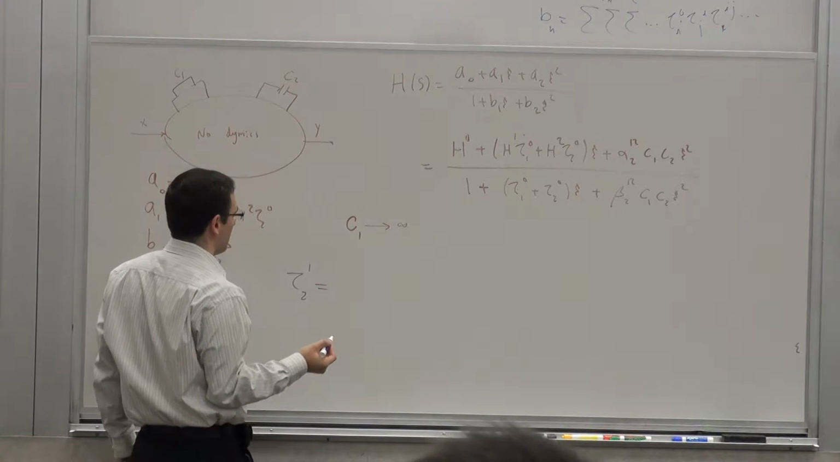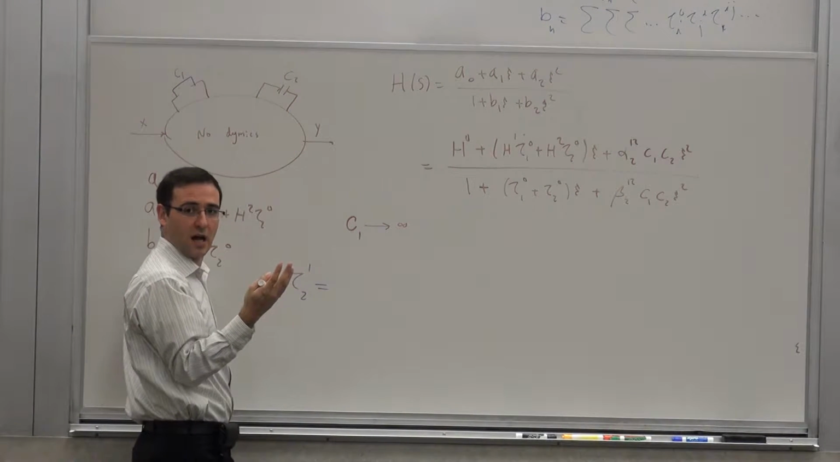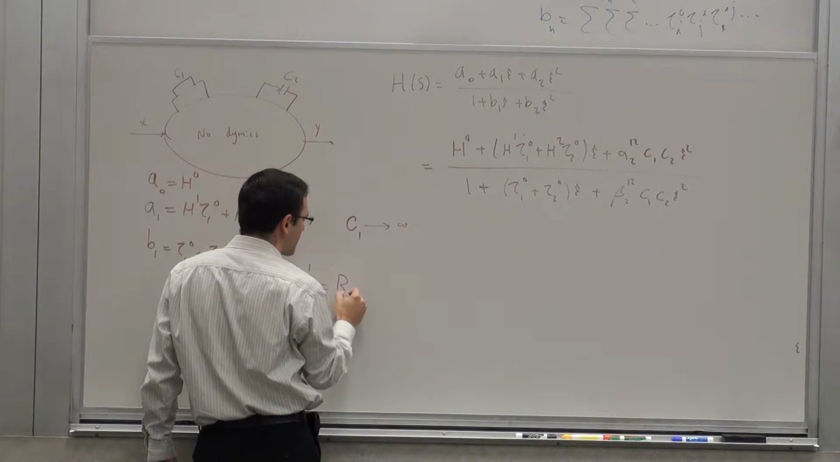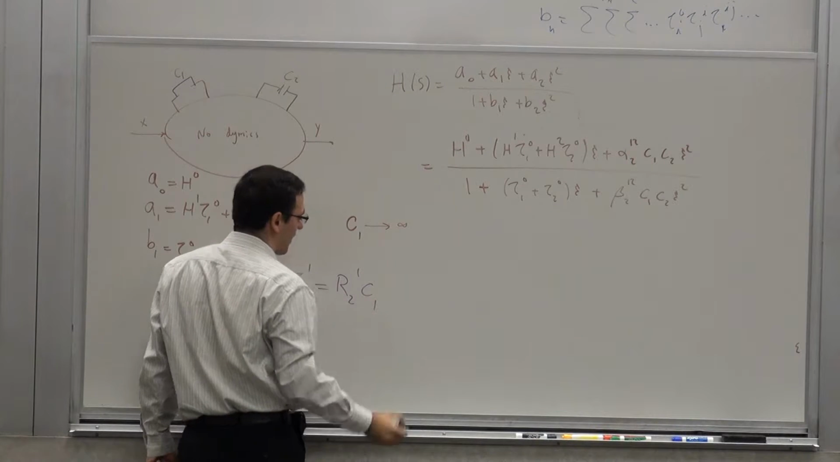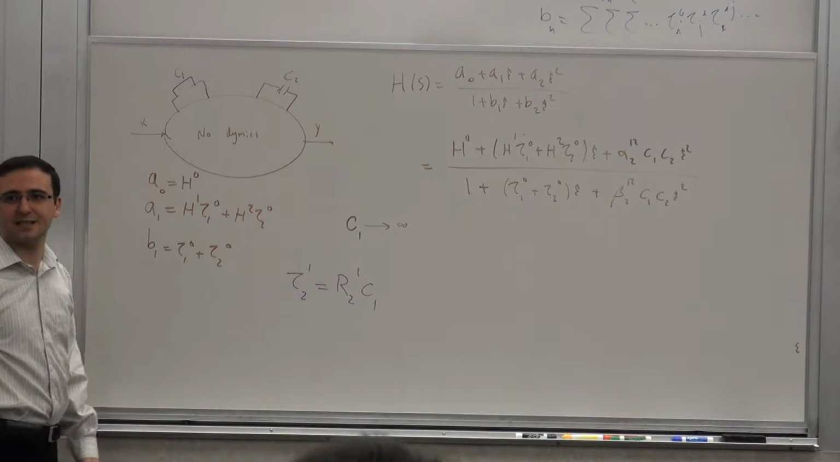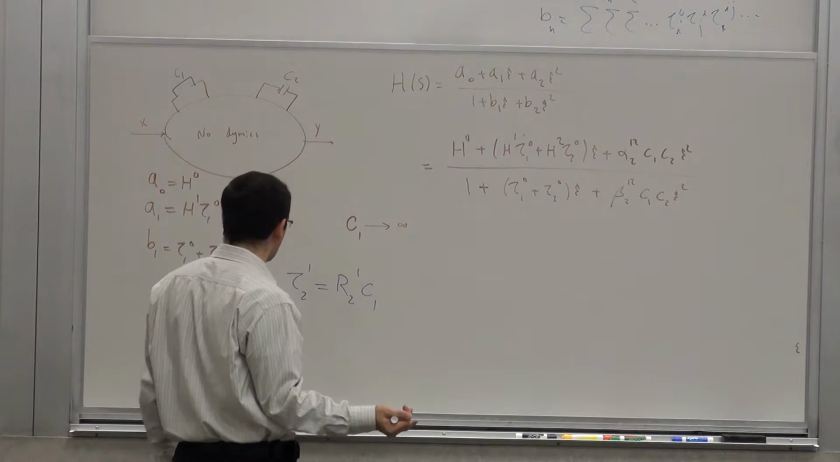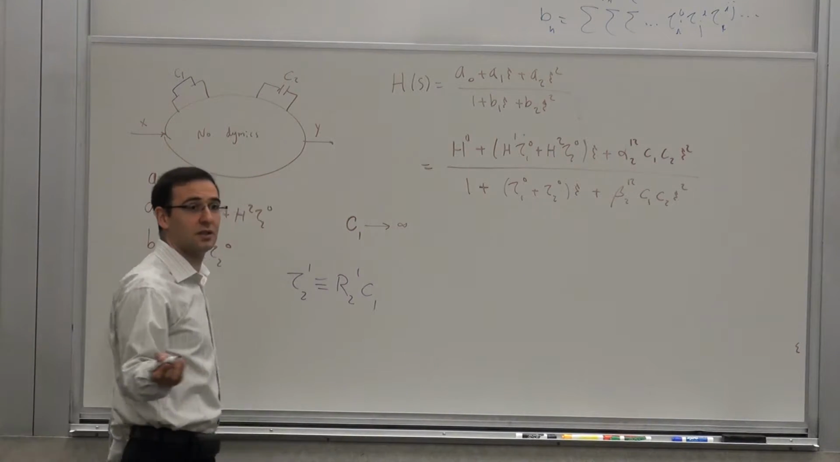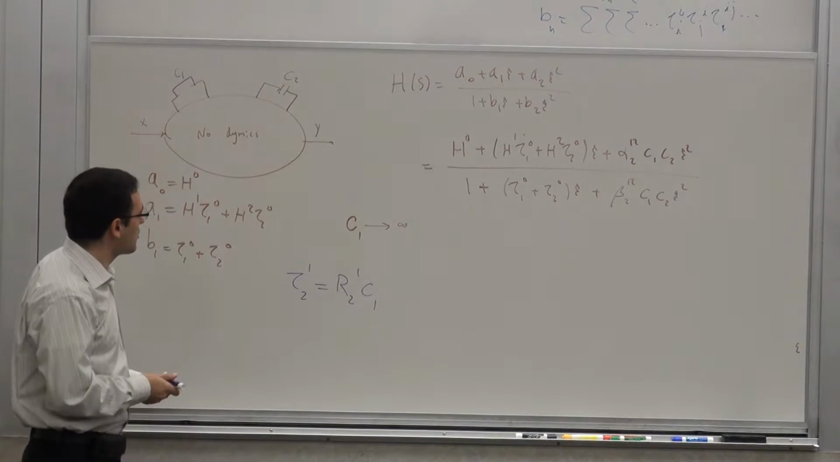Now what is tau 2 1? It's the resistance seen by this capacitor times the capacitance, and the resistance should be called R21 in our notation, times C2. It's the resistance seen from port 2 when port 1 is shorted, with C1 at infinite value. So this is really the definition of tau 2 1. That's the time constant.